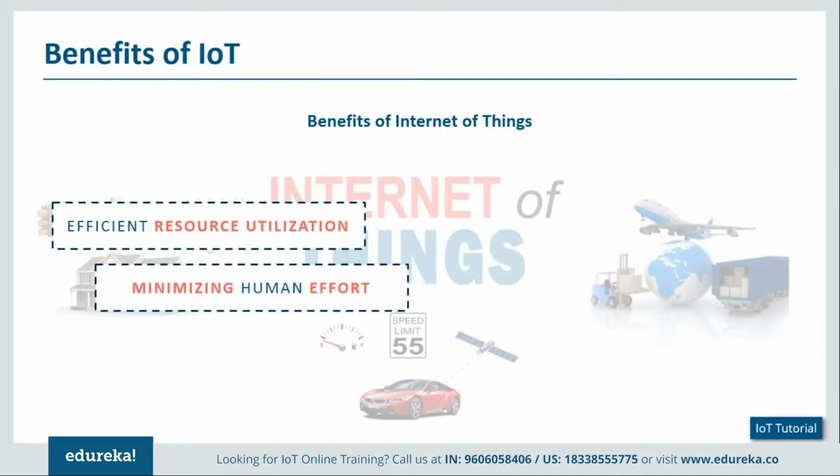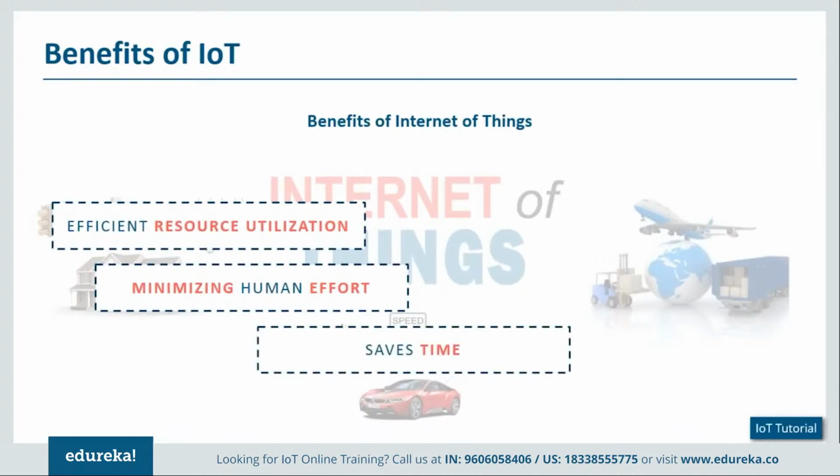Okay, the next benefit would be it saves time. If it reduces my human effort, definitely it is going to save my time. Apart from that, if the resources are utilized more efficiently, then again it is going to save a lot more time as well. All in all, any benefit of Internet of Things will in turn help you save a lot of time as well. Okay, so time is one of the major factors that can be saved on an Internet of Things platform.